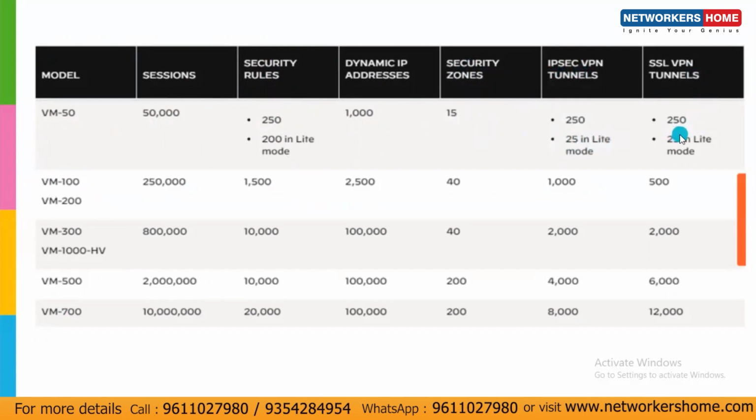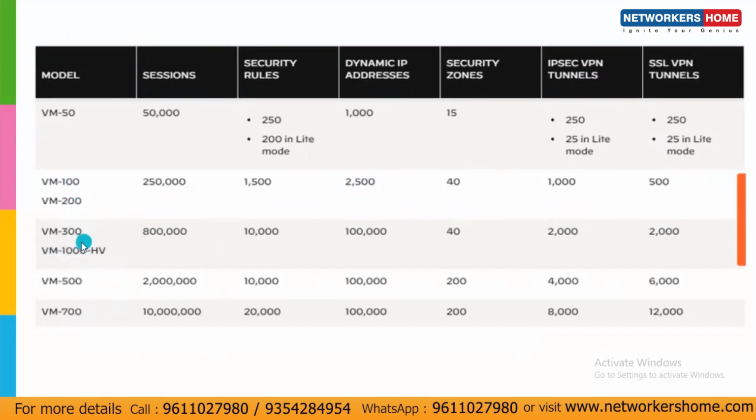250 IPsec tunnels and 250 SSL VPN tunnels here. VM100 and VM200 have almost 250,000 sessions, then 1,500 security rules, then 2,500 dynamic IPs, 40 security zones we can configure, 1,000 IPsec VPN, and 500 SSL VPN tunnels. VM1000 and VM2000, VM100 and 200 are almost about the same concept.